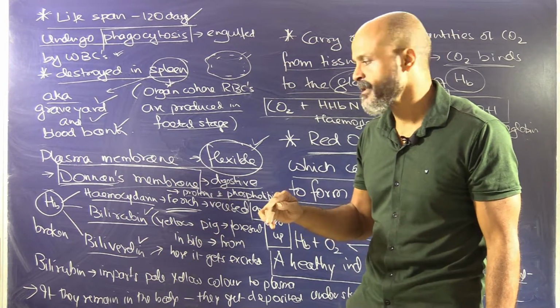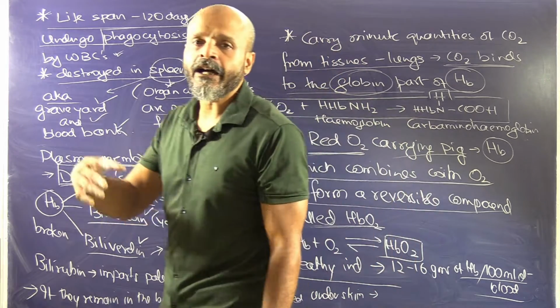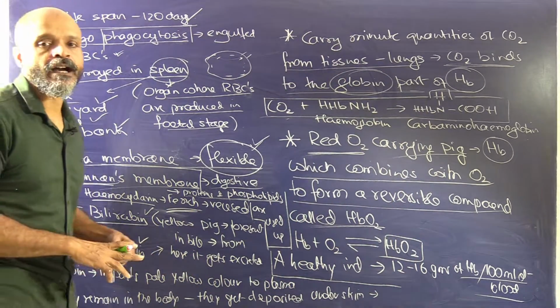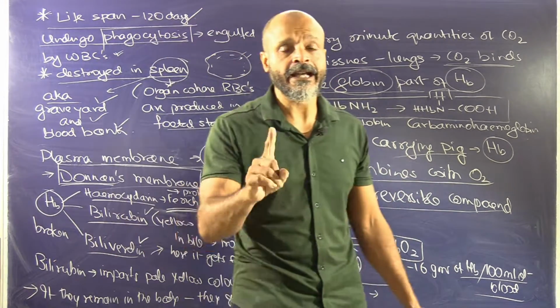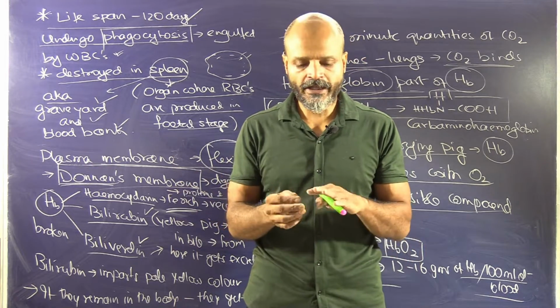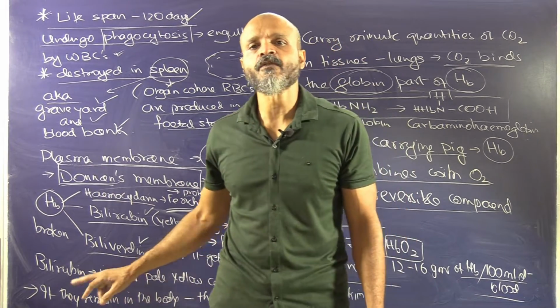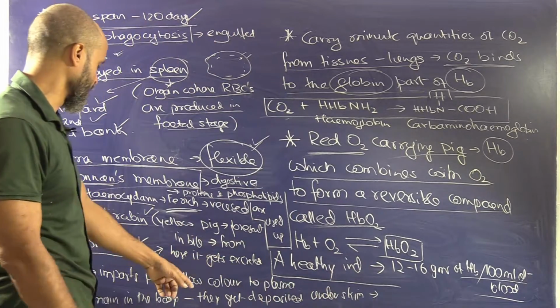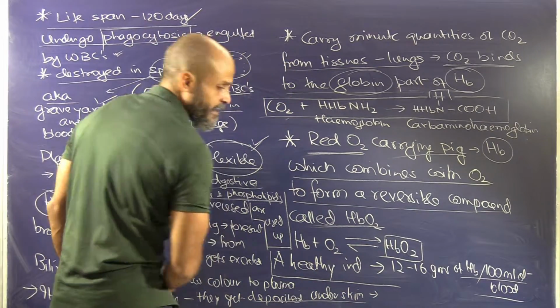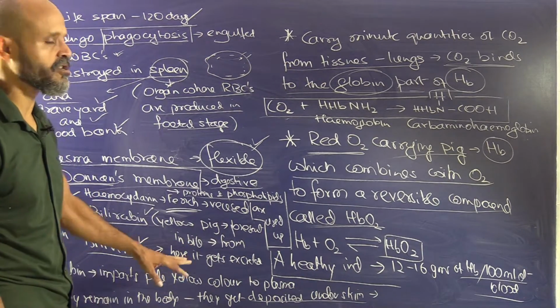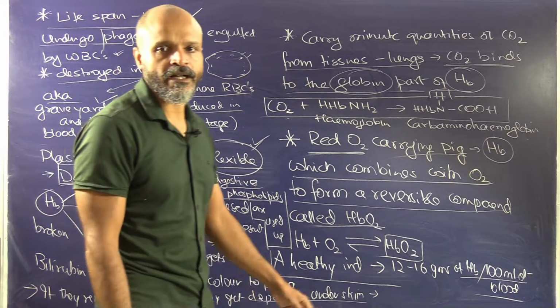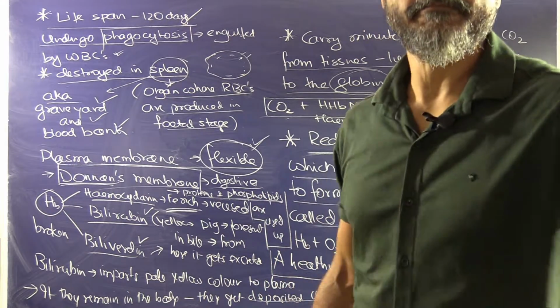They are yellow pigments. If at all they are not excreted, they start getting deposited below the skin, and that's the condition of jaundice. You must have seen people who are suffering from jaundice have yellow nails and all. This starts getting deposited under the skin, and this condition is known as jaundice. So these were some facts about erythrocytes. We will learn more about it.